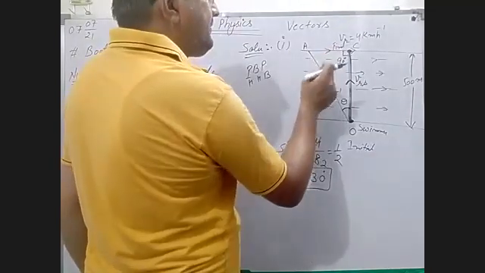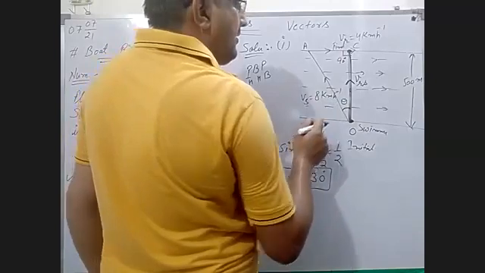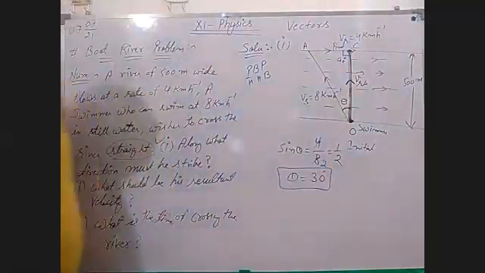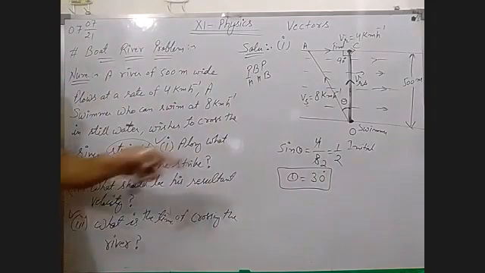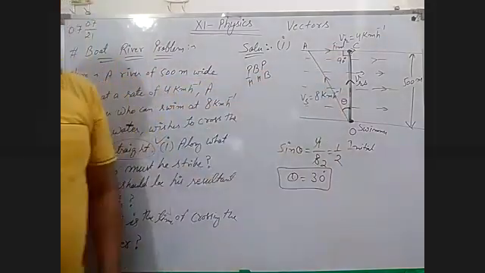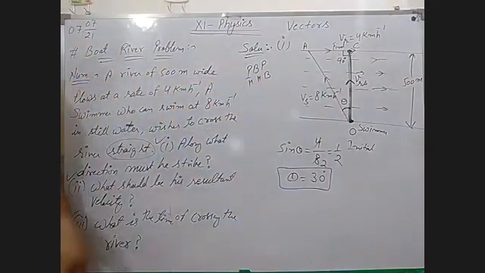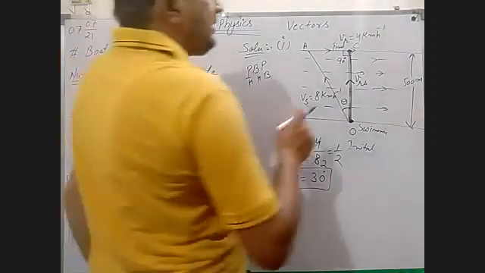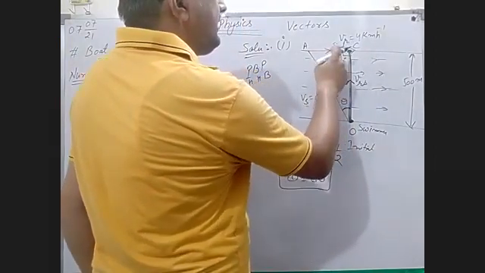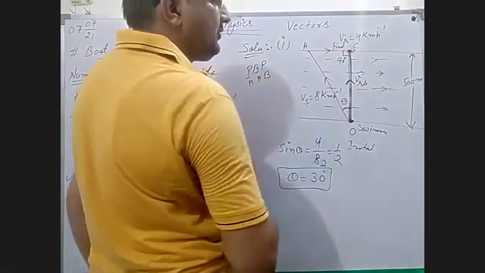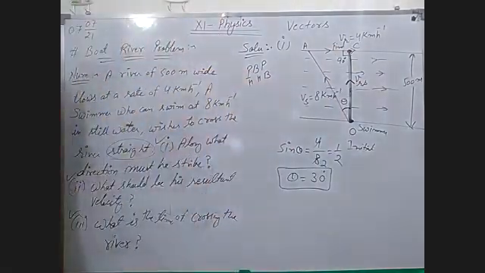Now not triangle law, because theta is not given in between these two vectors, AC and this one. You can use Pythagoras theorem here. One is this, another is this. Then you can take this thing. But no need. You can directly use this thing.